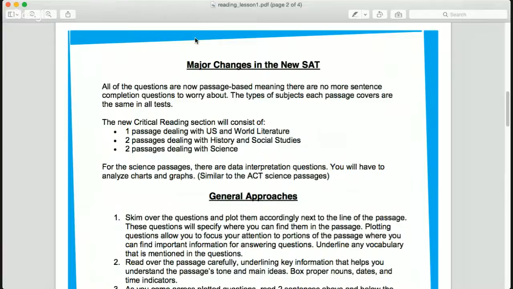And like I said, the types of passages will be the same from test to test, which means that by taking practice tests and things like that, you can identify which parts are easiest for you, and you can do those first if you're running out of time.